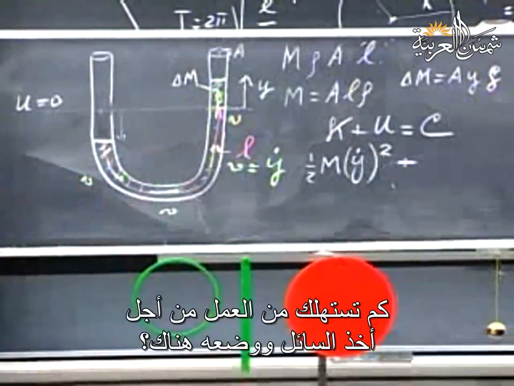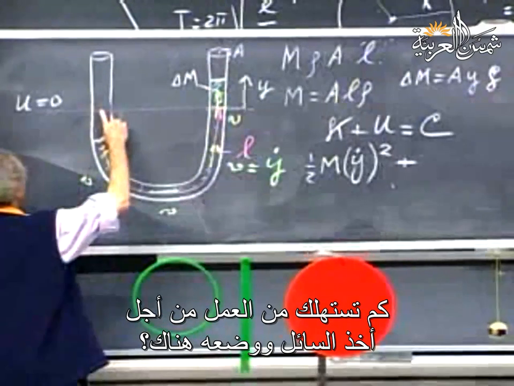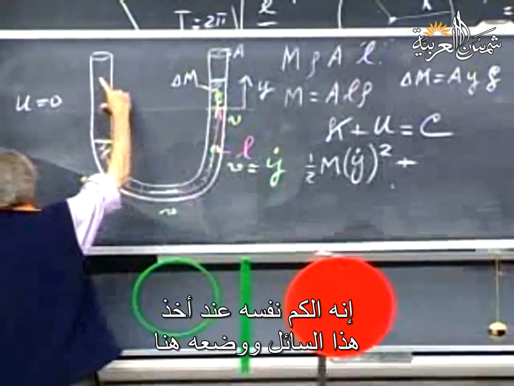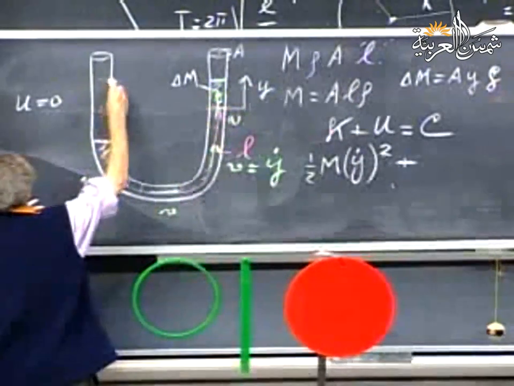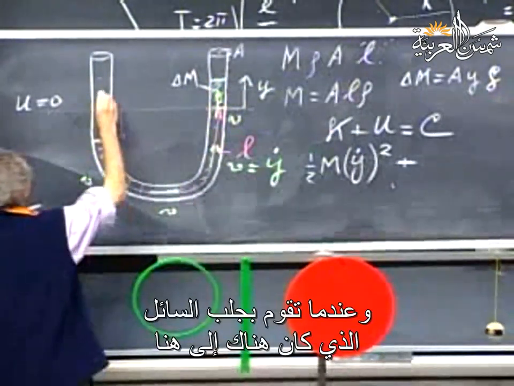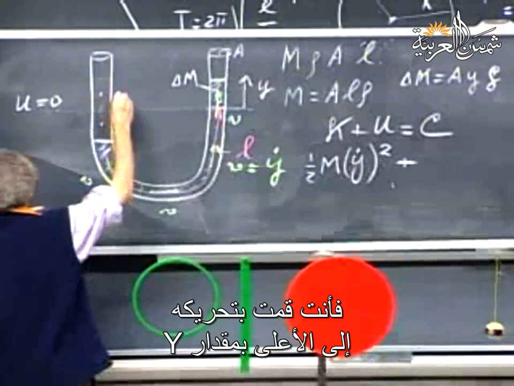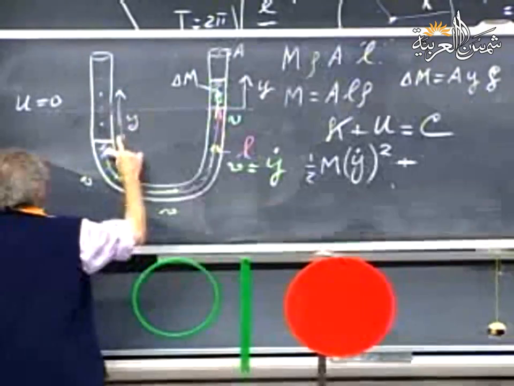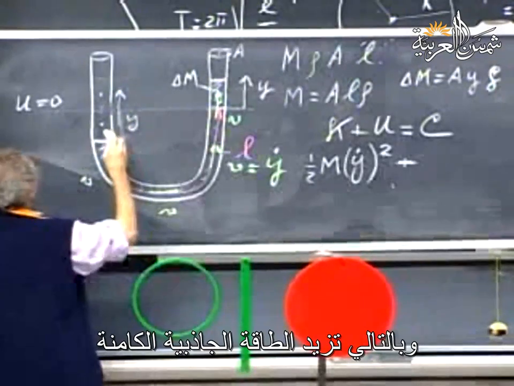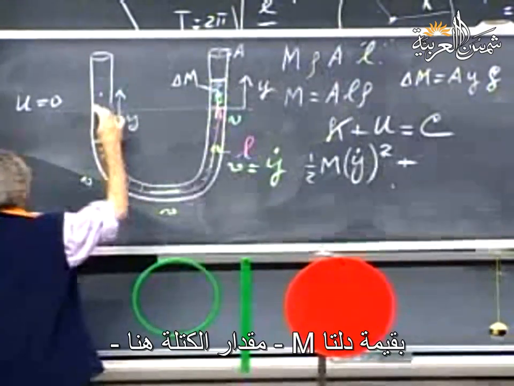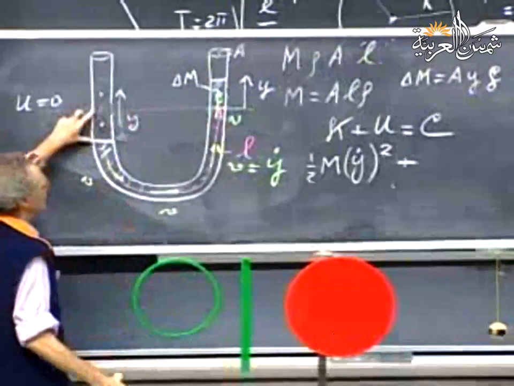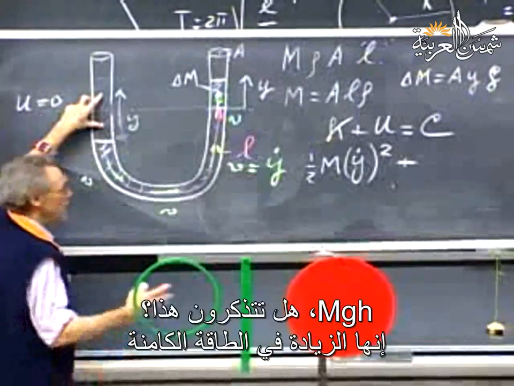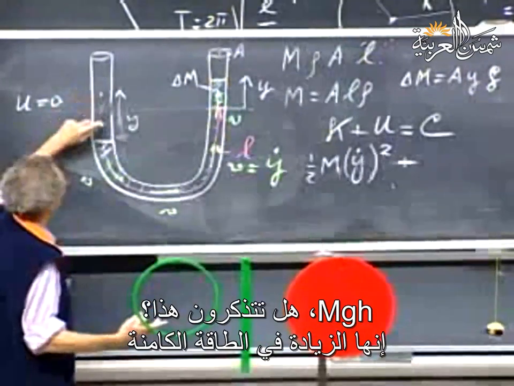How much work do you have to do to take this liquid and put it there? Well, it's the same when you take this liquid and put it here. And when you bring this liquid, which was there, here, then you have moved it up over a distance y. And so the gravitational potential energy increases by delta m, this is the amount of mass here, times g, times h, and h is y. mgh, remember, that's the increase in potential energy.